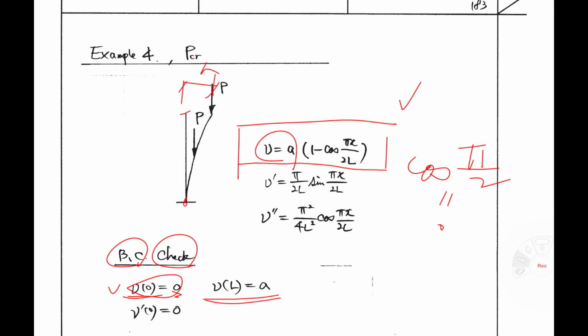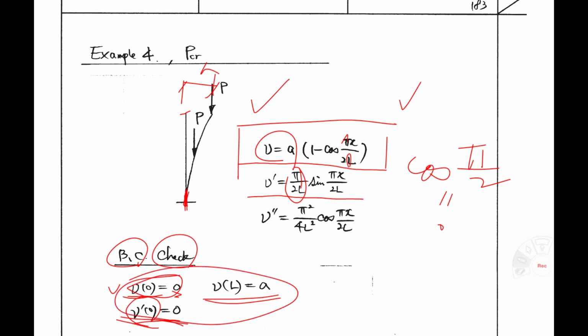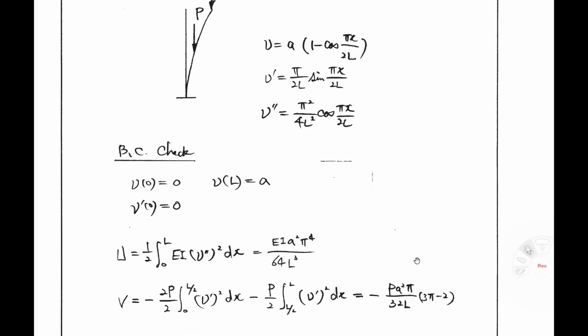So how about the slope at the bottom? It equals 0. So if you take a derivative here, then π/2L moves here. So x equals 0, sine 0. Sine 0 equals 0. V prime 0 equals 0. That means slope equals 0. So we can check the boundary condition is satisfied. And then we take the second derivative, this value. And then it is simple.